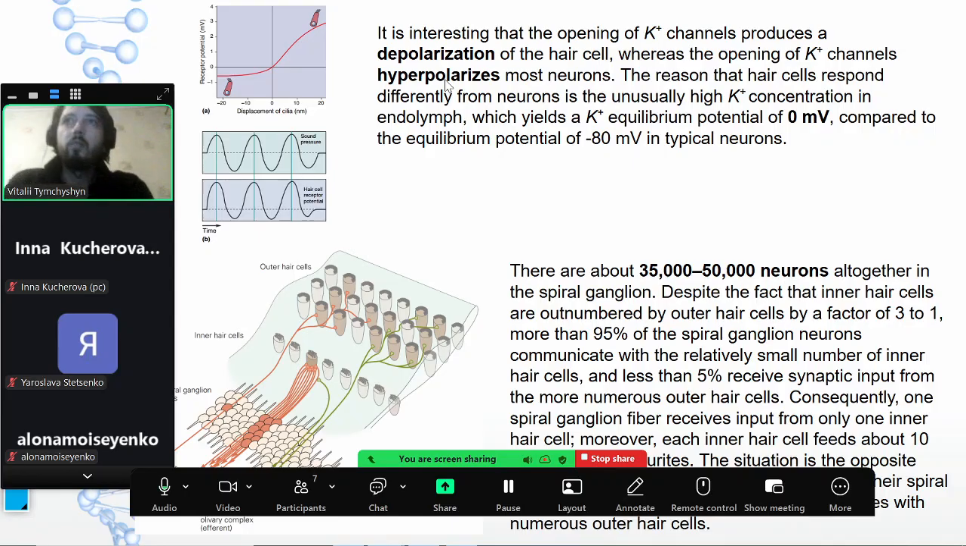So opening the potassium channels produces depolarization of the hair cell. We have considered that. Whereas the opening of the potassium channels in neurons, you might have noticed, hyperpolarizes most neurons. And the reason that hair cells respond differently from neurons is the unusually high potassium concentration in the endolymph, which yields a potassium equilibrium potential of 0 millivolts, compared to the equilibrium potential of minus 80 millivolts in typical neurons.